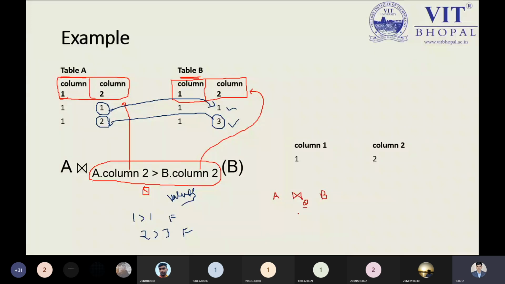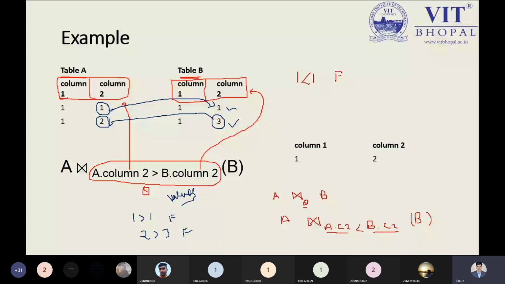So I can write my condition. A theta join, so what is the condition? A dot column 2, I am writing in short way, column 2 is smaller than B dot column 2, and this B is the relation. Okay, so this is our relation, so I can write the bracket for understanding purpose only. So from this perspective, you will be able to see A dot C2 is smaller than B dot C2. So if I'm choosing the condition 1 is less than 1, the condition will be false. But 2 is less than 3, so from this moment, we found that the condition is true.